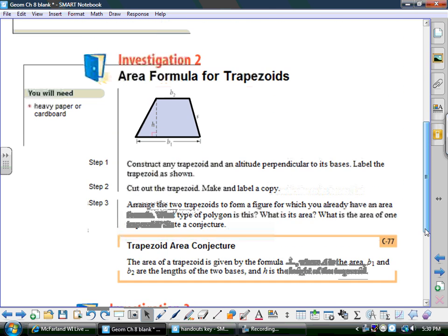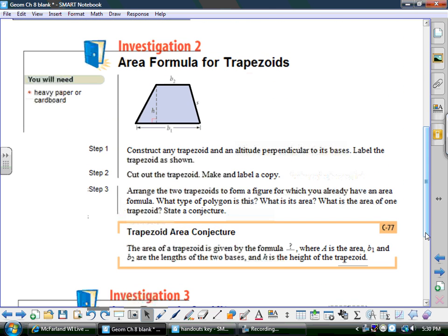For the second investigation, you're doing something very similar. You're going to make a trapezoid and then make a copy of the same trapezoid. Remember, as you're labeling it, label those on the inside of the shape so that when you cut it out, the labels are still there. Once you have them cut out, you should have 2 identical trapezoids, and you're supposed to arrange the 2 trapezoids to form a figure for which you already have an area formula.